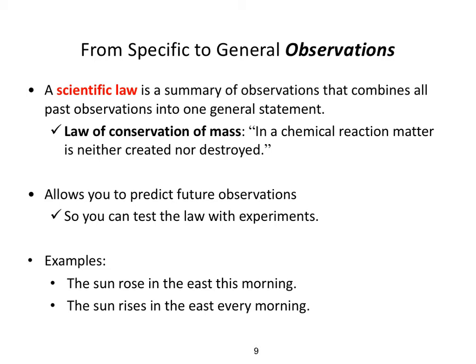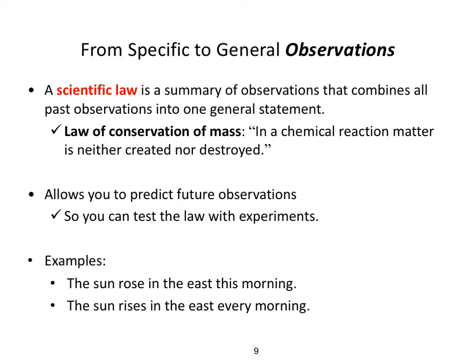Now, over the existence of human civilization, the sun has always risen in the east, right? And so we can summarize all of those past observations into a law that the sun will rise in the east every morning. Now, the advantage of that is, the first one, the sun rose in the east this morning, doesn't necessarily tell me what's going to happen tomorrow or the next day, right? But the fact that the sun rises in the east every morning, well, now that's something that I can use to make future predictions, or I can now use the sun in terms of navigation or for telling time. And so the laws, because they allow us to make predictions, are much more useful than just simple observations.